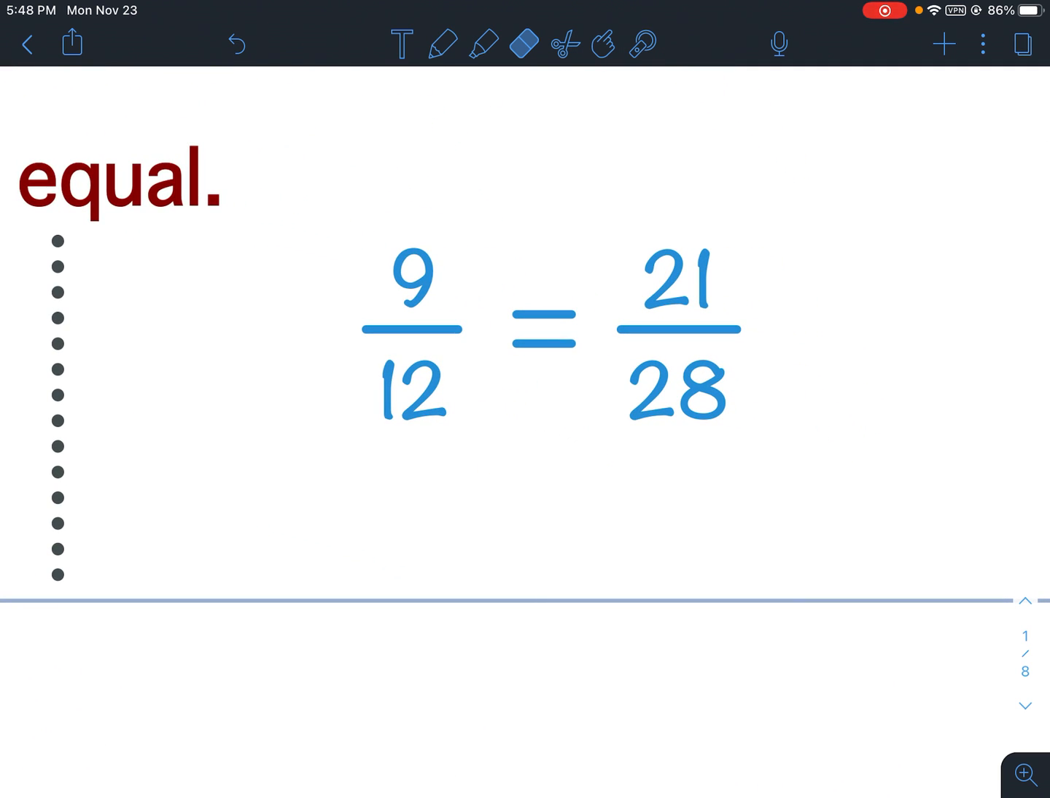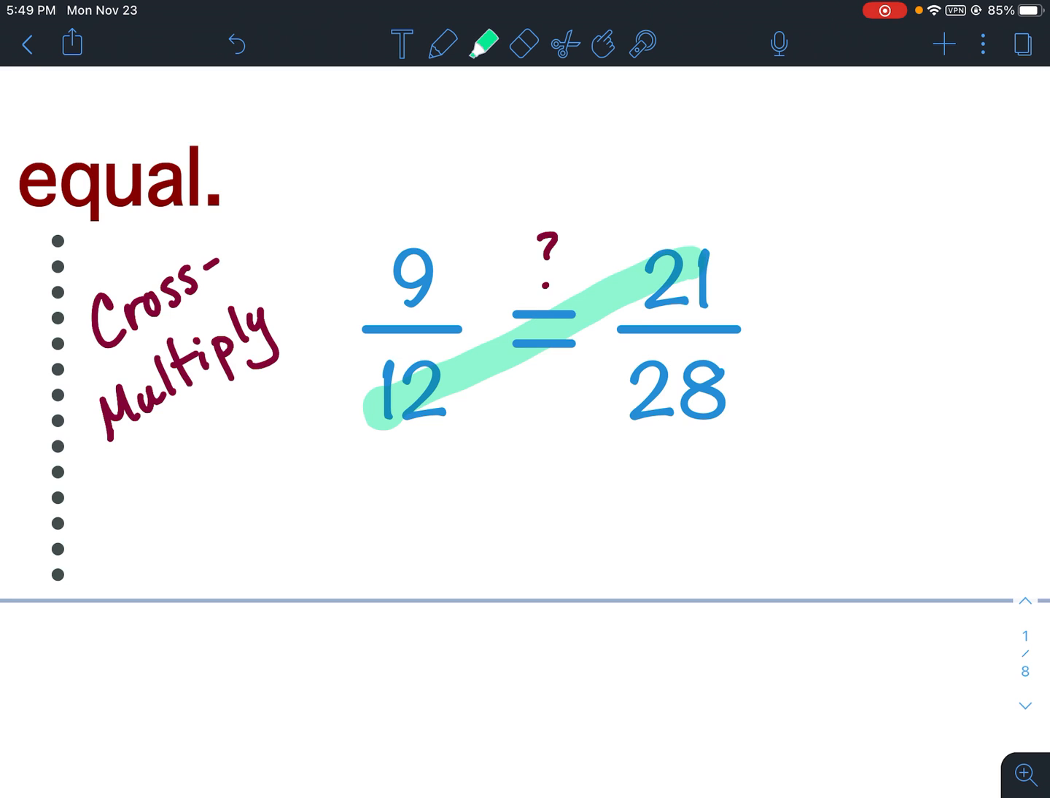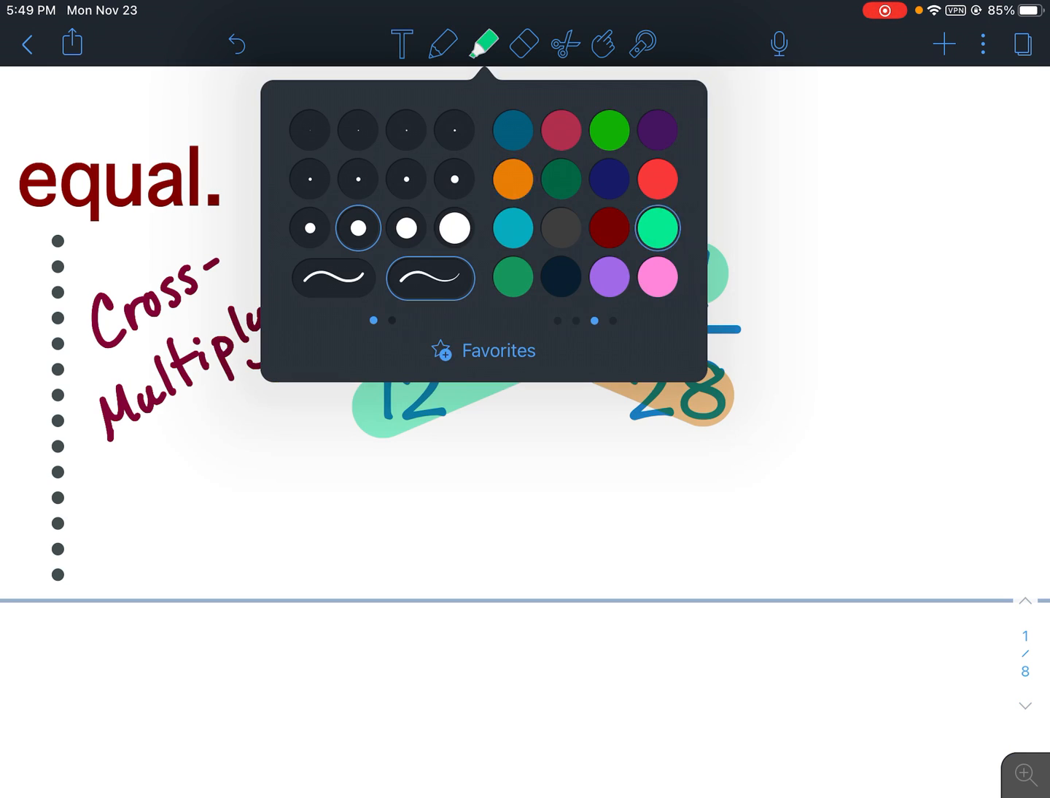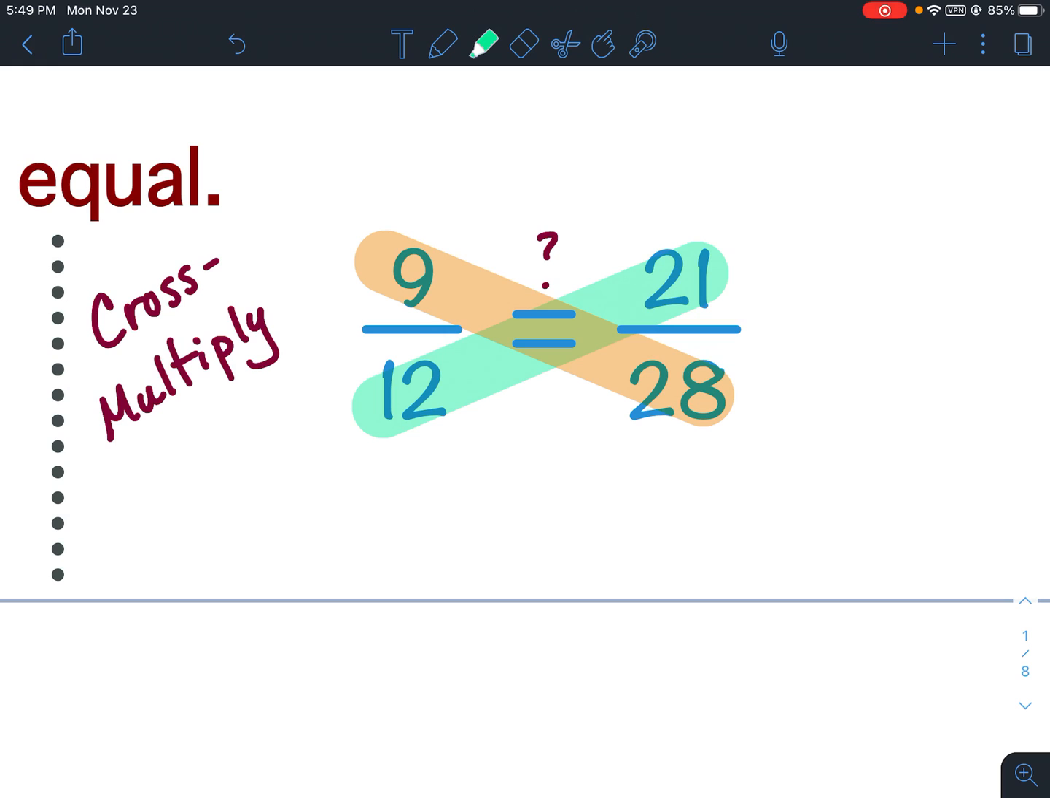Okay. The third way of determining if two ratios are proportional or not is to use cross multiplication. So we're going to cross multiply. I know that some of you prefer to call this the butterfly method. So cross multiply, I know you guys like to say butterfly method, which means that I'm going to take 9 times 28 and 12 times 21.